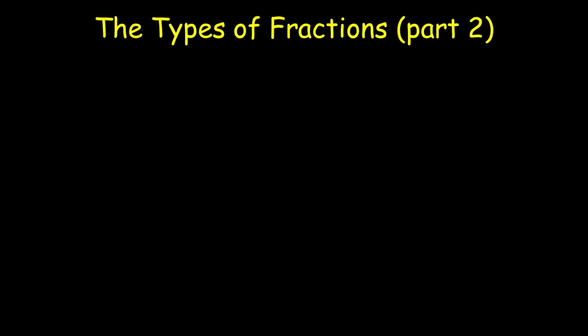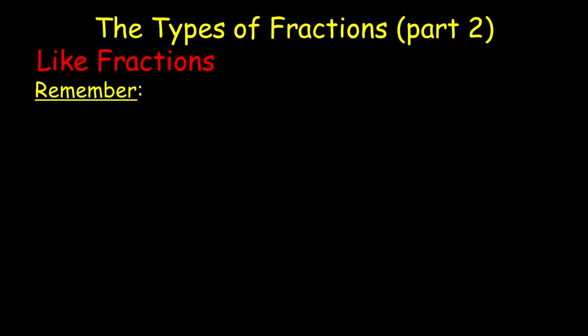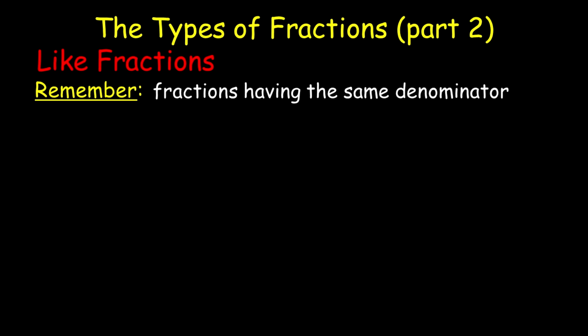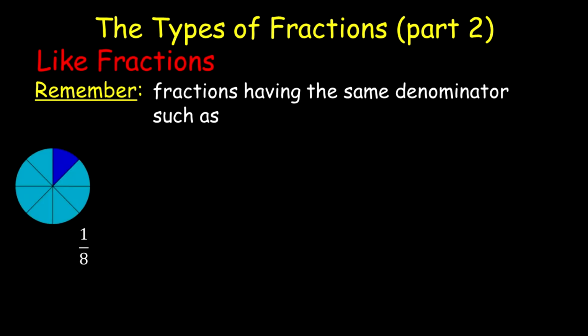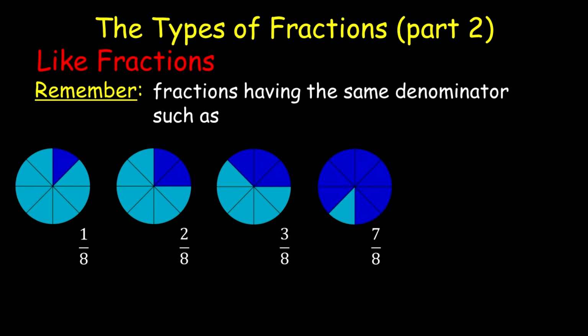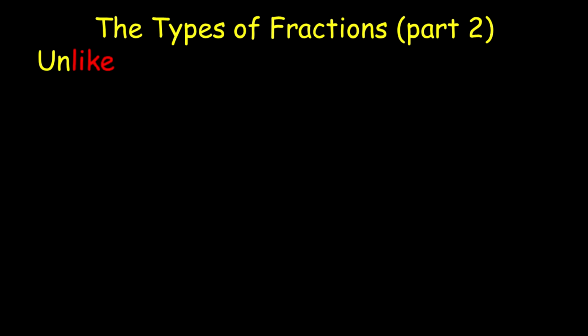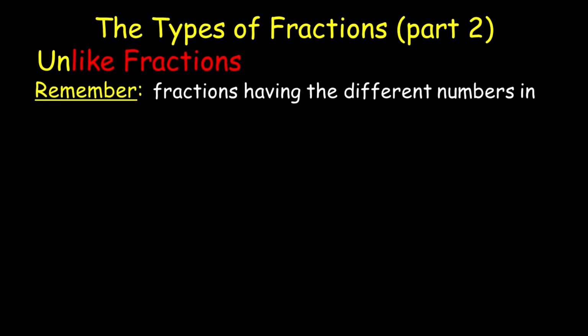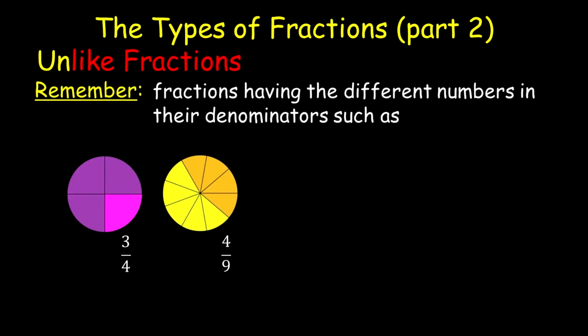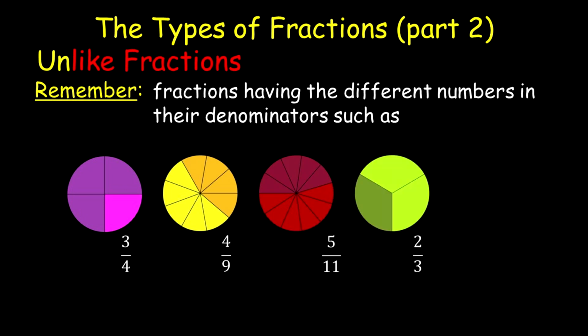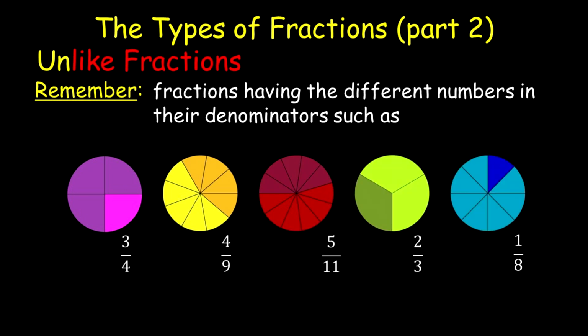One more type of fractions is like fractions. Remember, fractions having the same denominator, such as 1/8, 2/8, 3/8, 7/8, 9/8, and so on, are called like fractions. And at last, there are unlike fractions. Remember, fractions having different numbers in their denominators, such as 3/4, 4/9, 5/11, 2/3, 1/8, and so on, are called unlike fractions.